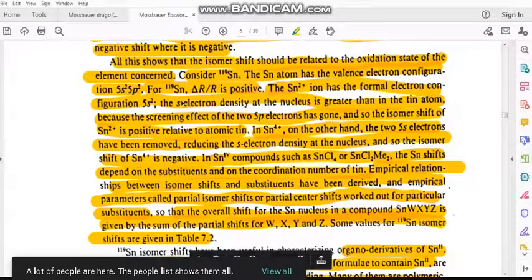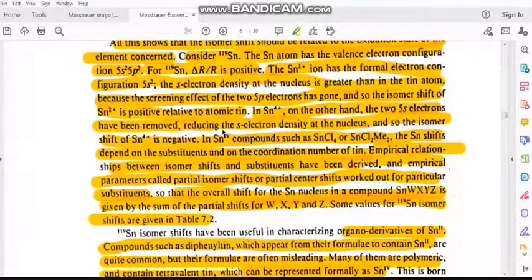First point is how the isomer shift is affected by the oxidation state. Second point is that, besides the oxidation state, the substituent will affect the isomer shift. The tin shift depends on the substituents and on the coordination number of tin. The empirical relationship between the isomer shift and the substituents has been derived, and the empirical parameters are called partial isomer shift or partial center shift, worked out for a particular substance. And only for a particular substance can we talk about it.